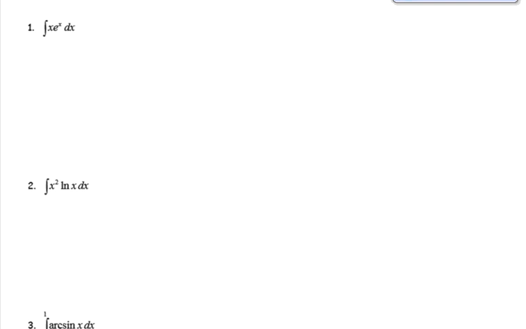Okay, so in the first problem, we have the integral of x times e to the x. So obviously an algebraic times a transcendental. And we don't know how to integrate that unless we use integration by parts. So I'm going to rewrite the ultraviolet minus super voodoo at the top.